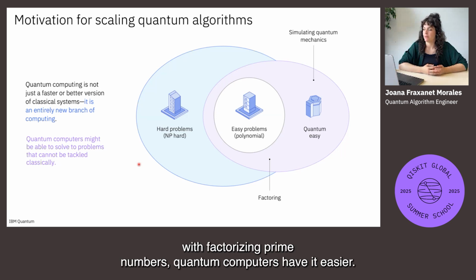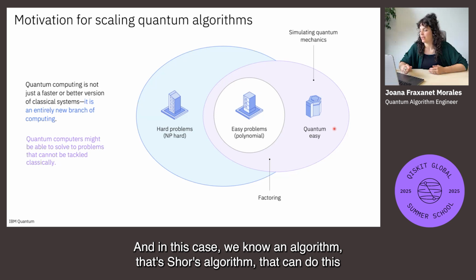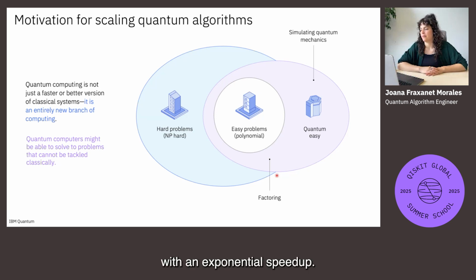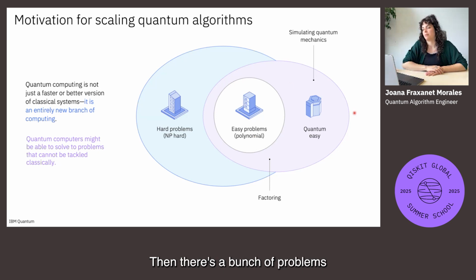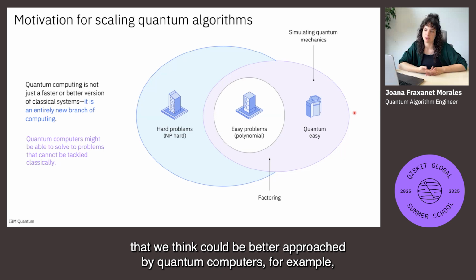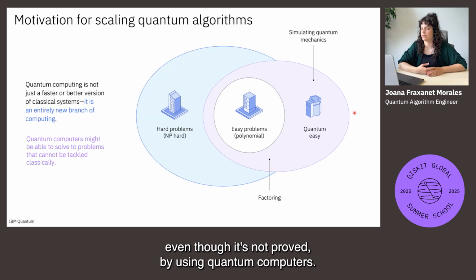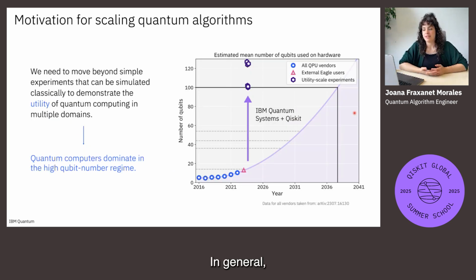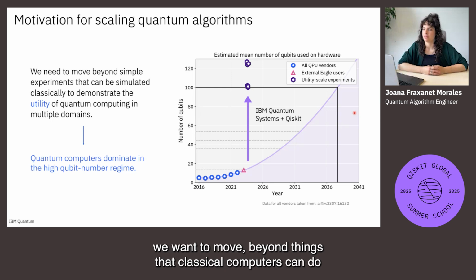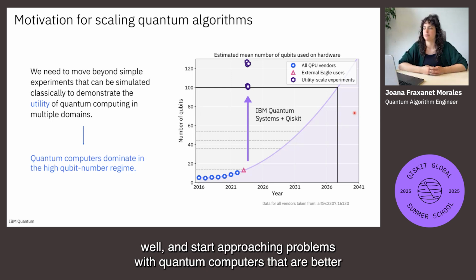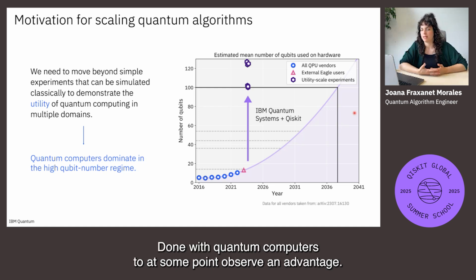Then we know that, for example, with factorizing prime numbers, quantum computers have it easier. And in this case, we know an algorithm, Shor's algorithm, that can do this with an exponential speed up. This is not the only case. Then there's a bunch of problems that we think could be better approached by quantum computers. For example, the idea is that simulating quantum mechanics should be easier, even though it's not proved, by using quantum computers. In general, we want to move beyond things that classical computers can do well and start approaching problems with quantum computers that are better done with quantum computers to, at some point, observe an advantage.